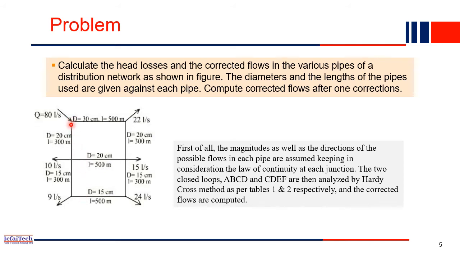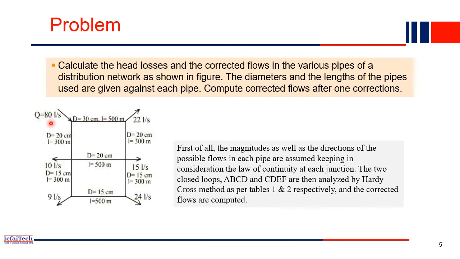So this is a pipe network. The inflow Q is 80 liters per second of water coming into the pipe network, and from each junction, some water is going out. The diameter of each pipe is also given to us: D is equal to 30 centimeter and length is 500 meter, and for this pipe the diameter is 20 centimeter and length is 300 meters. So all these values are given to us.